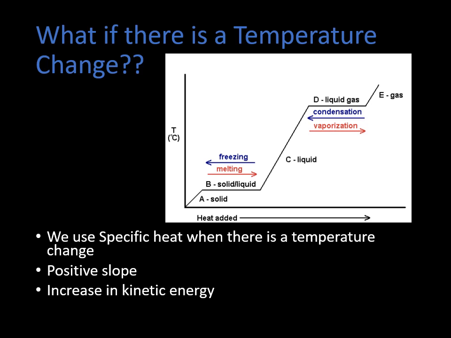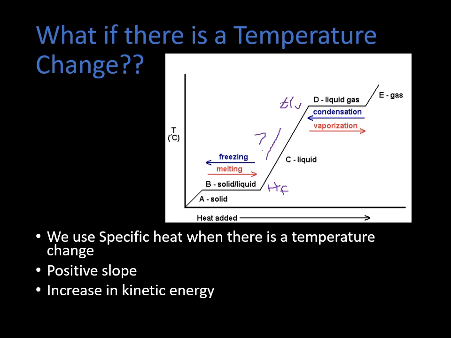But what about if there is a temperature change? So we are using heat of vaporization whenever we're at this top plateau. That's our Hv. And we're using heat of fusion when we are at our phase change of solid to liquid. But what do we do in all these other spaces where we have our positive slope? This is where we have a temperature change. We're having an increase in kinetic energy. So we can't use the formulas we used before.